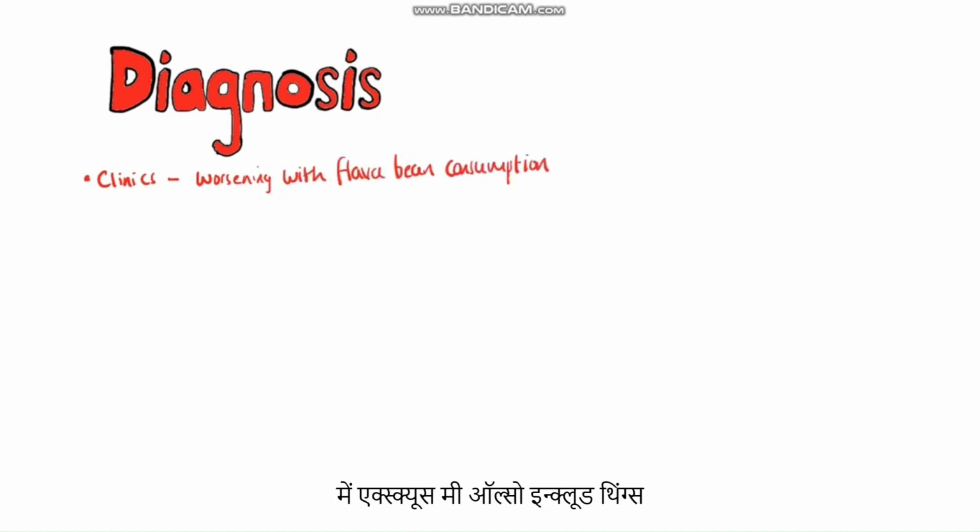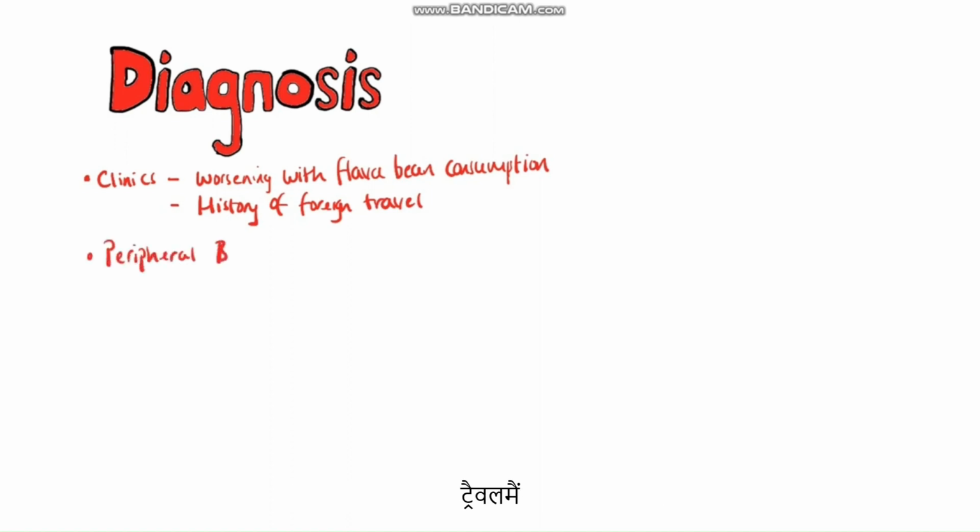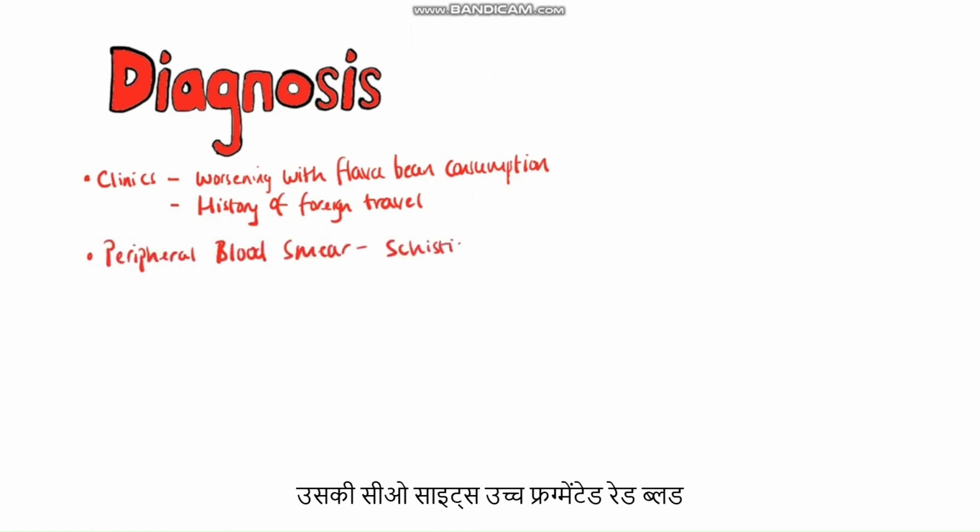In terms of diagnosis, you may suspect the patient has anemia from the clinical features. Hemolytic anemia clues may also include things like a worsening with consumption of fava beans, which is indicative of G6PD, or a history of transfusions or even foreign travel. Peripheral blood smear may show schistocytes, which are fragmented red blood cells that have been cleaved or sliced. You may also see spherocytes, which are spherical-shaped red blood cells.